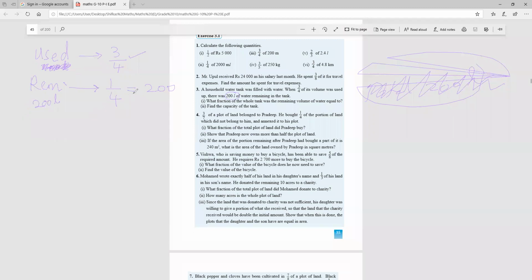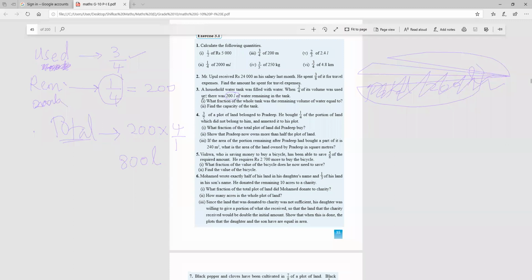Now listen. Fraction equals to something. To find what? Total. Very good. To find the total, what will happen to the fraction? It will change to reciprocal. 200 into the fraction 4/1. That is 800 liter is the total capacity of the tank.